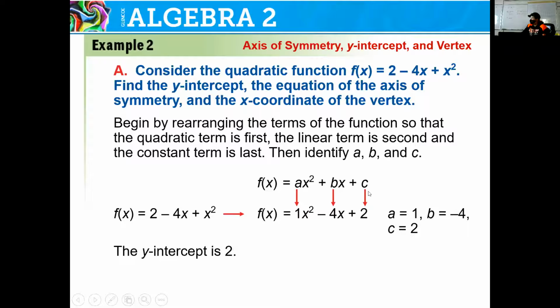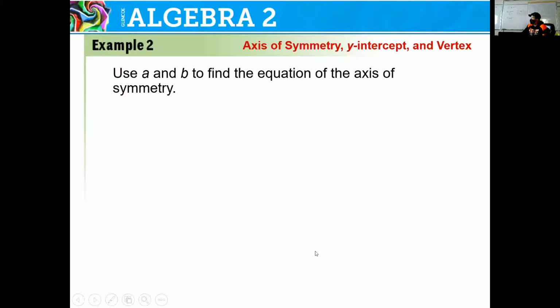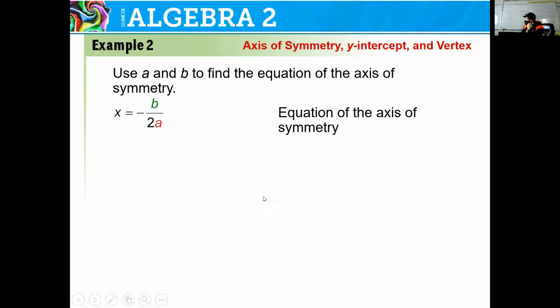Y-intercept is always the constant, C. Use A and B to find the equation of the axis of symmetry. So X is equal to negative B over 2A. We plug in our values. You can see that the X value is going to be 2. And then to find the Y value of the vertex, we have to plug that back in.